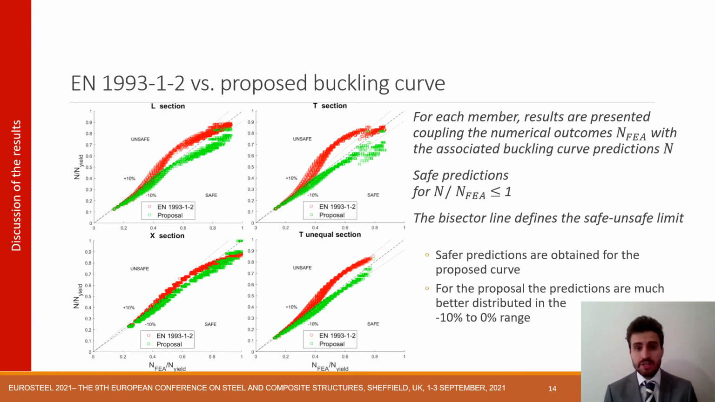In order to better compare the predictions from the two buckling curves, for each member, results are presented in this slide, coupling the numerical results to the associated buckling curve predictions. So, since safe predictions are obtained when the ratio between predictions and numerical results is less than or equal to 1, the bisector line in these pictures defines the safe-unsafe limit. And as you may see, the figures show that safer predictions are obtained for the proposed curve in green. In detail, the predictions of the proposal are much better distributed in the -10 to 0 range.